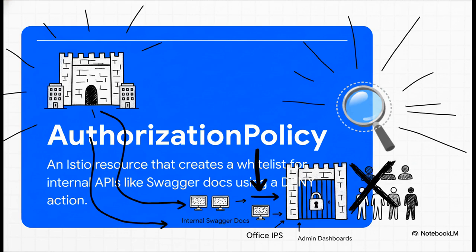Those internal tools, right? Like API docs, admin dashboards, stuff you only want your own team to access from the office? Well, with this, they can create a super simple and effective IP whitelist. The rule is basically deny everyone unless your IP is on this specific list. It's just a really clean and powerful way to secure your internal endpoints.